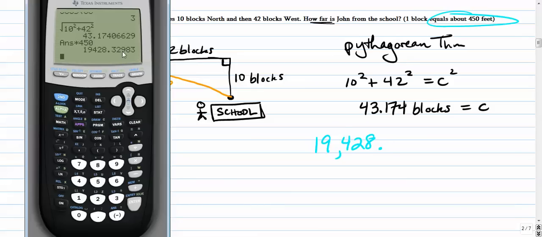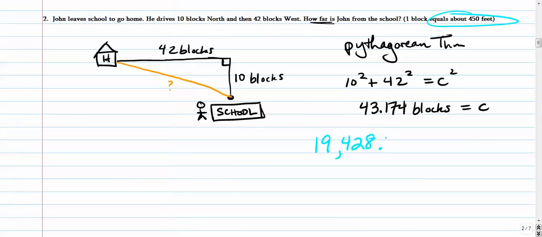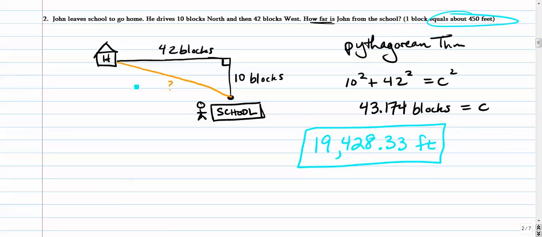19,428.33. Notice if I always want to go to the third digit, I examine the fourth digit. That brings us up to a 0 and cranks that up to a 3. So it's 0.33. And that is in feet. That's how far John is away from school. That's how far his home is away from school.